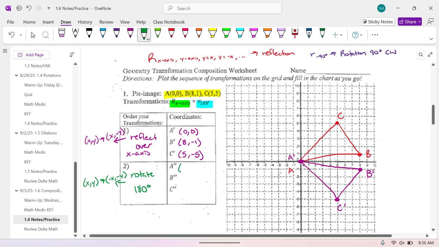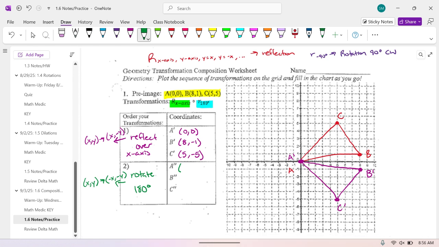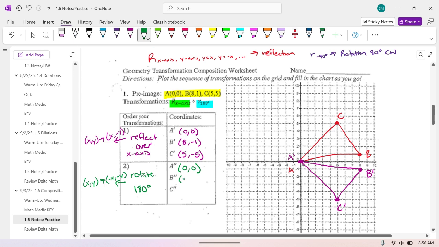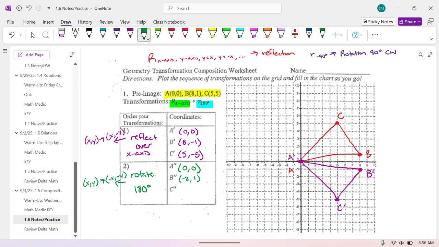So A double prime, what is it now? Still 0, 0, still at the origin. What's B double prime now? Negative 8, positive 1. What's C double prime now? 5, negative 5. Good. Or negative 5, 5. I said it backwards. My bad. All right, so take a minute and plot that.